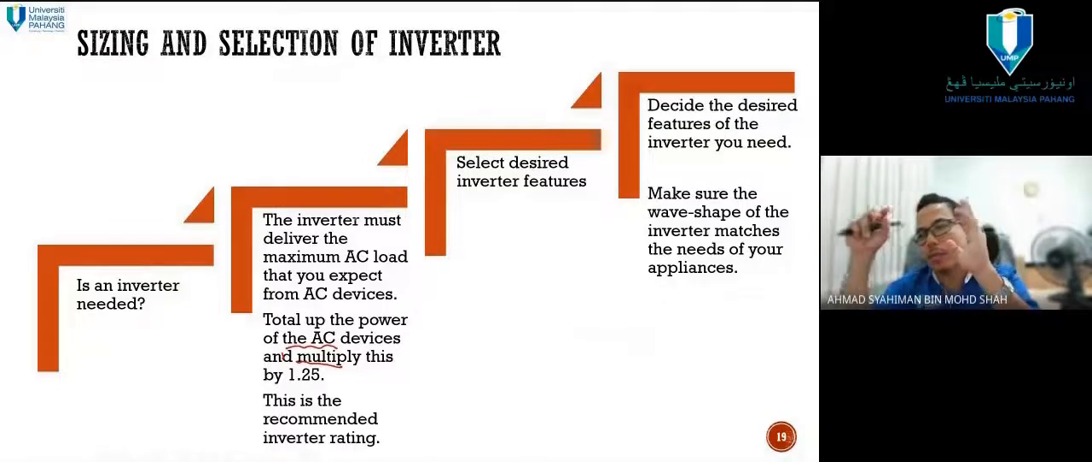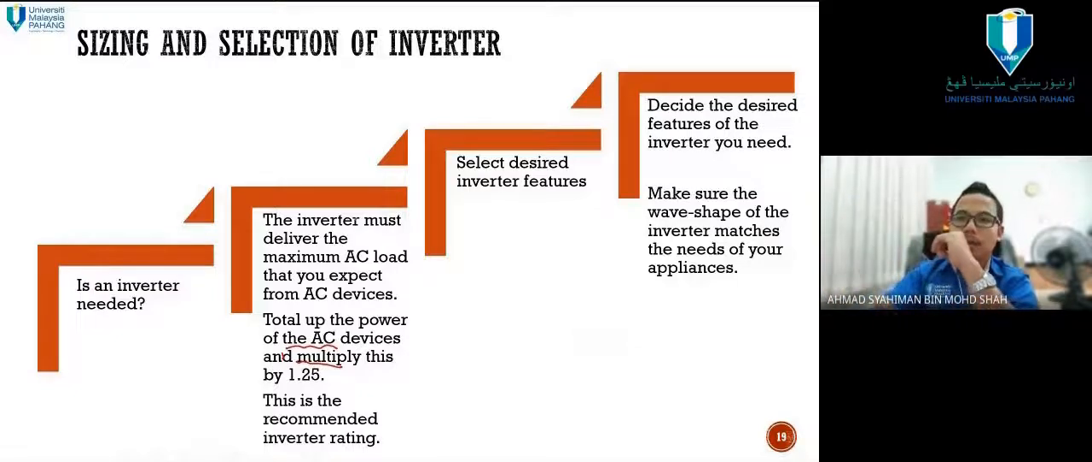It is not that for 1 kilowatt, you use 1 kilowatt. No, you need to have the margin, that 25% margin. So again, if it is a 1000 watt system, then you need to multiply by 1.25, which means you should buy a 1250 watt rated inverter. Okay, and then decide the design features and so on.